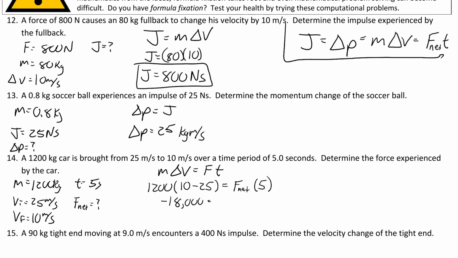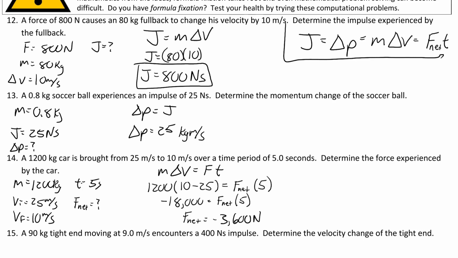and that's in terms of kilogram meters per second or Newton seconds, is equal to the force times 5. So to find the force, you would take the momentum and divide it by 5. And now you get 3,600 newtons pointing to the left, negative.